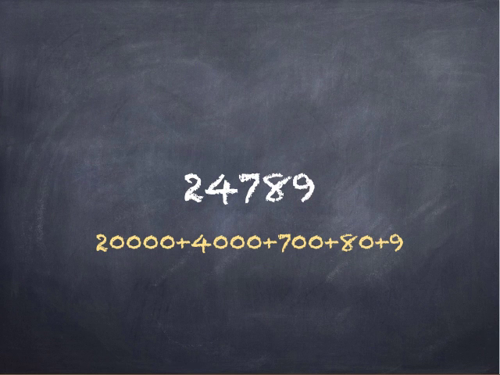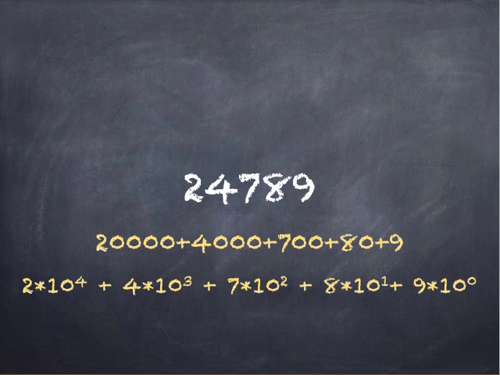24,789 also represents 20,000 plus 4,000 plus 700 plus 80 plus 9. Each number tells you how many iterations the one to the right has been through. We could also write this out as 2 times 10 to the 4 plus 4 times 10 to the 3 plus 7 times 10 to the 2 plus 8 times 10 to the 1 plus 9 times 10 to the 0. Each exponent goes up 1 as we move to the left.